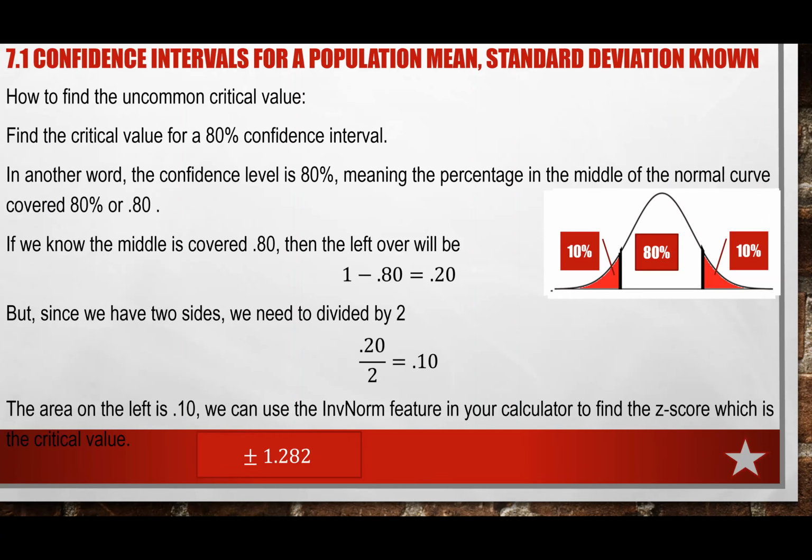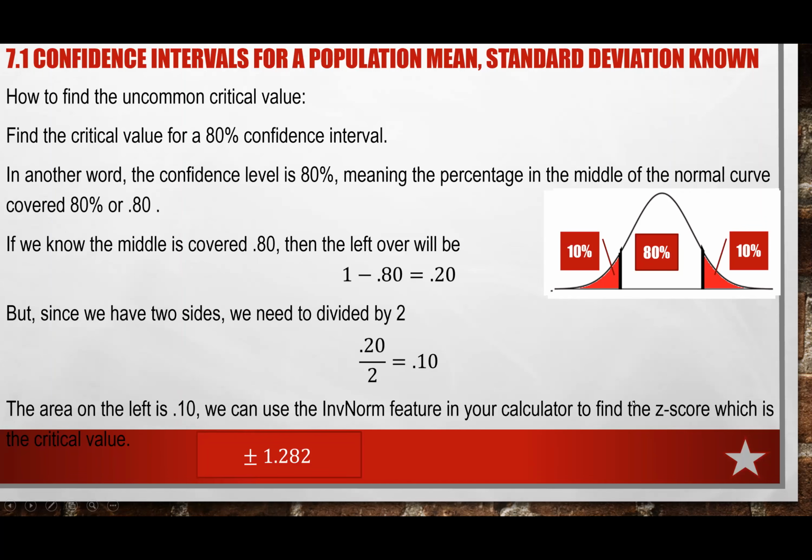Okay, so this is what we have: we're just using what we learned in chapter 6 to find this critical value. In short, a critical value is just a z-score that contains the middle confidence level, or the percentage in the middle. It's not the left side of 80, it's not the right side of 80, it's the middle 80.